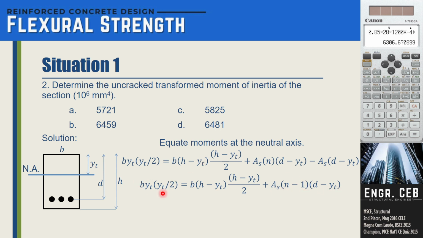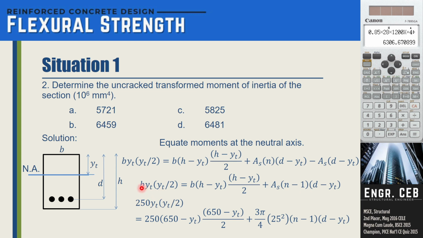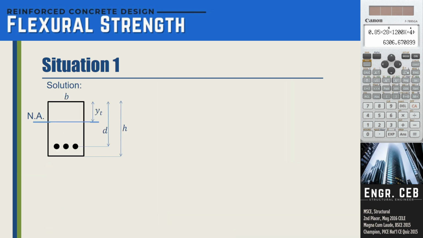Okay, so we can now substitute the values. The value of the width is 250, H is 650, and then AS, according to the problem, the beam is reinforced with three 25 millimeter diameter bars. And then we need to compute now for n so that we can complete this equation. Okay, so how do we compute n?